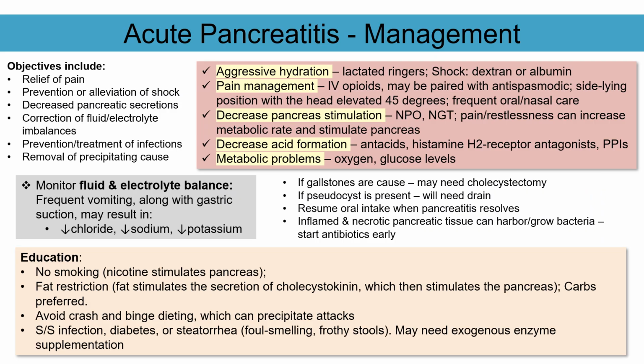So what are we going to do for this patient? We want to provide pain management, correct any fluid and electrolyte imbalances that they may have, and treat infection if one is present. So here, aggressive hydration. These patients are going to get lactated Ringer's. They're at risk for shock and they may end up needing dextran or albumin.